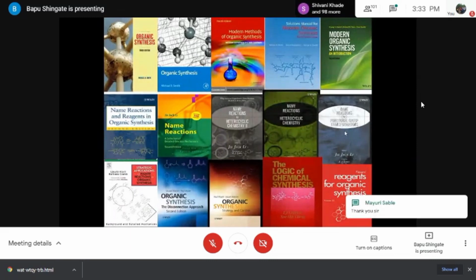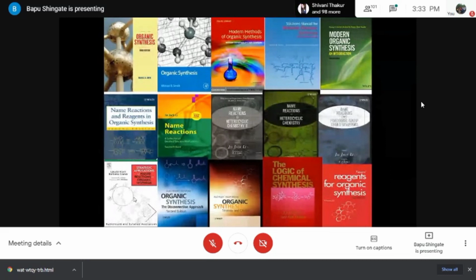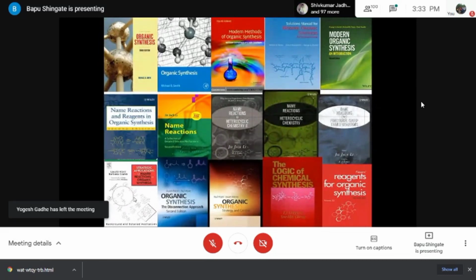by using specific reagents. Okay, and then a recently published book based on strategic applications of named reactions in organic synthesis by Kurti. And the cost of this book is around 2500, right? Many more reactions with a detailed description of each and every reaction are given there. And this book may help in studying various kinds of named reactions.